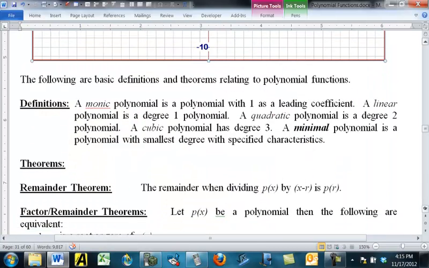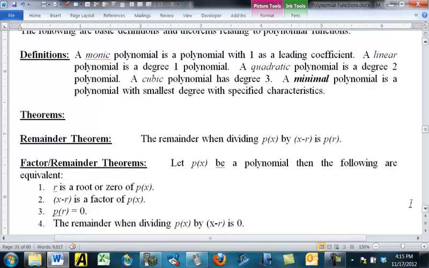Now, we have some basic definitions. Some of these things we've used before. A monic polynomial is a polynomial with 1 as its leading coefficient. A linear polynomial is a degree 1 polynomial. A quadratic polynomial is degree 2. A cubic polynomial is degree 3. A quartic polynomial is degree 4. A quintic polynomial is degree 5, and so forth. Usually, before too long, we just say how many terms it has. A minimal polynomial is a polynomial with smallest degree with the specified characteristics that we say.